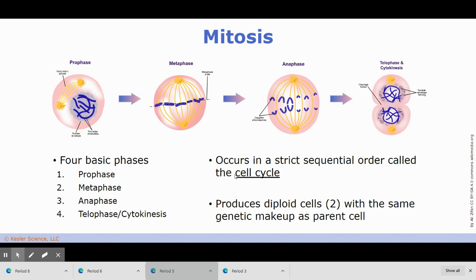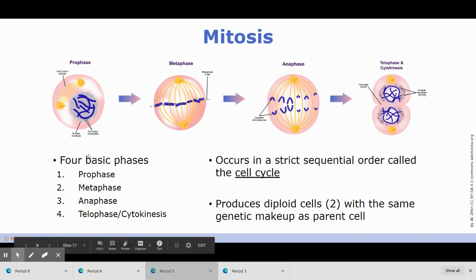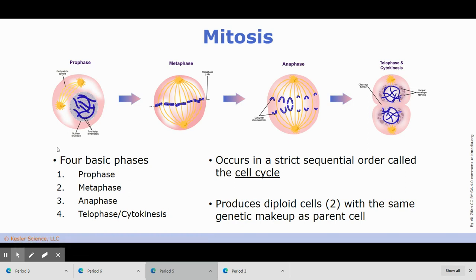So you're going to have to know these in order. So make up a little funny saying or some way to memorize that they go in this particular order. You can remember it as PMAT. That might help you. But you should know the order that they occur in. And when we start learning what's happening in each of these phases, we're going to focus on what's going on with the chromosomes. And that usually helps for you to remember what's happening.